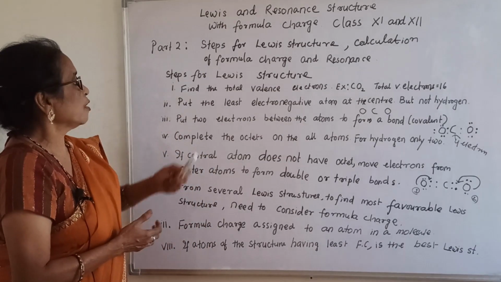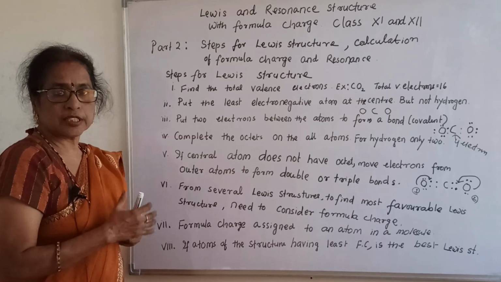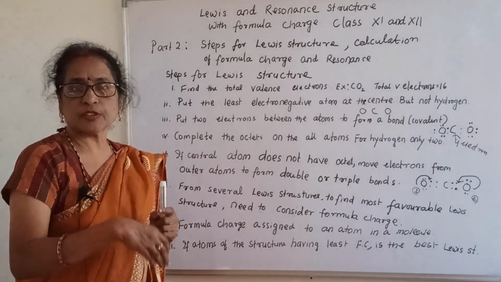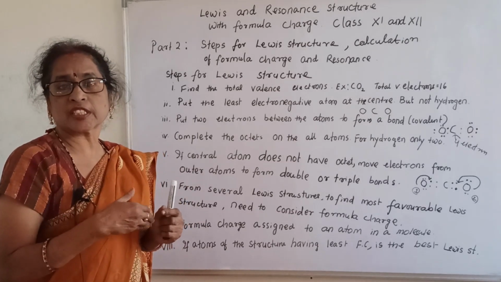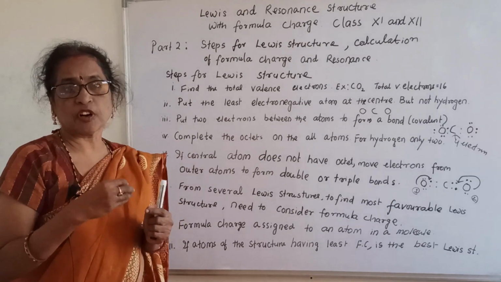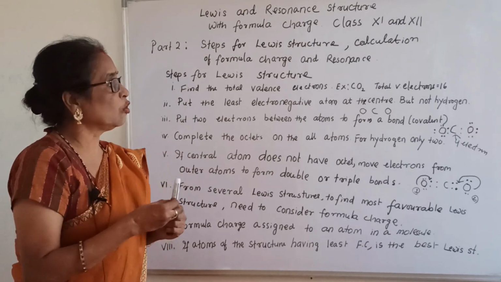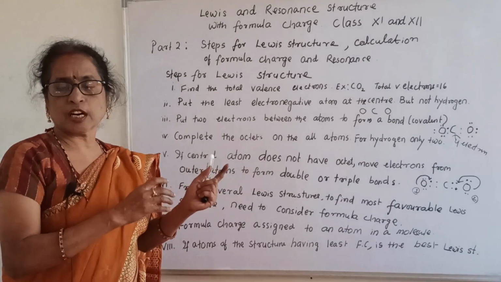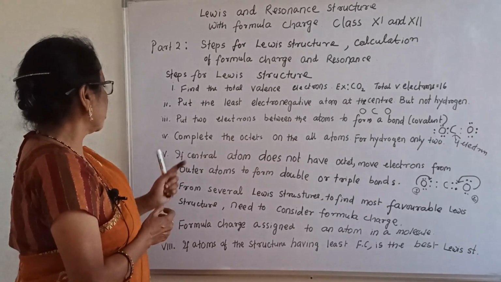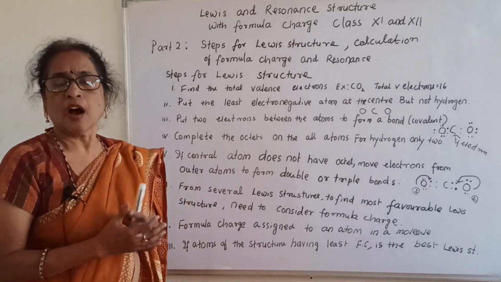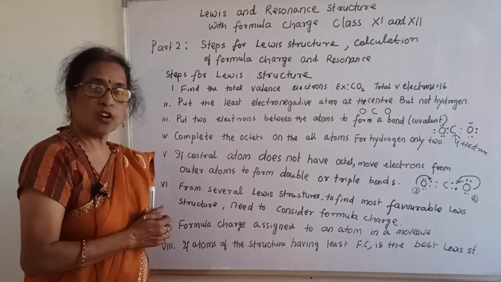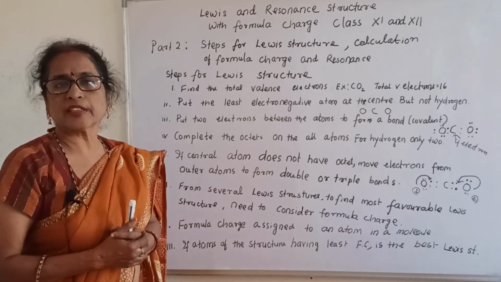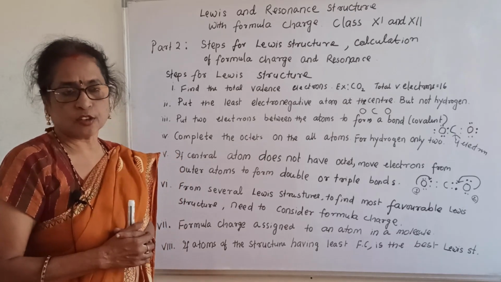Now see again, the steps for the Lewis structure: find the total valence electrons first, then put the least electronegative atom at the center, but not hydrogen. Hydrogen is the least electronegative atom, but you can't put it at the center; that is just an exception rule, and it goes on the outer side. Put 2 electrons between the atoms, here carbon and oxygen, and try to form a chemical bond. Complete the octet on all atoms except hydrogen, because hydrogen has only 1 electron, so it will try to attain the inert gas configuration of helium, not the octet configuration.